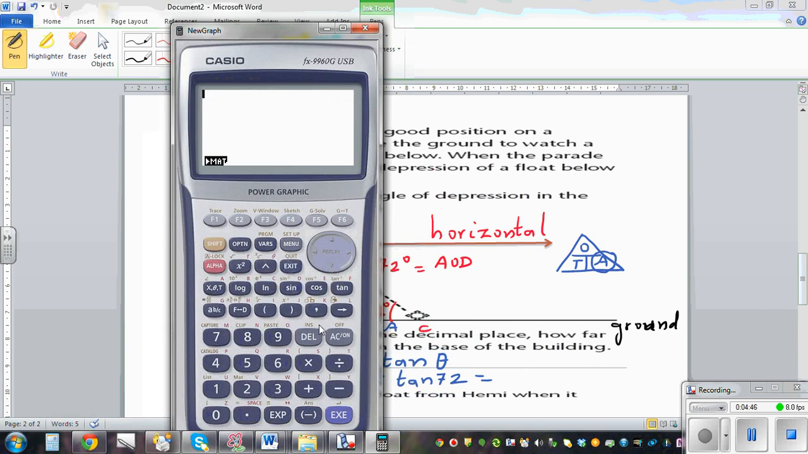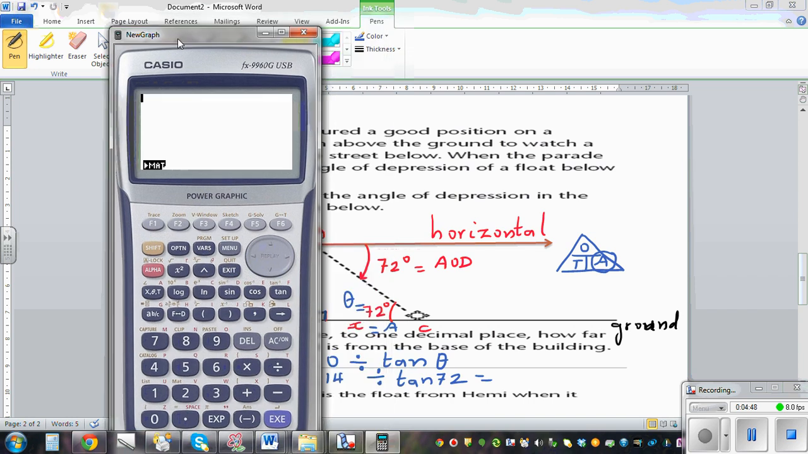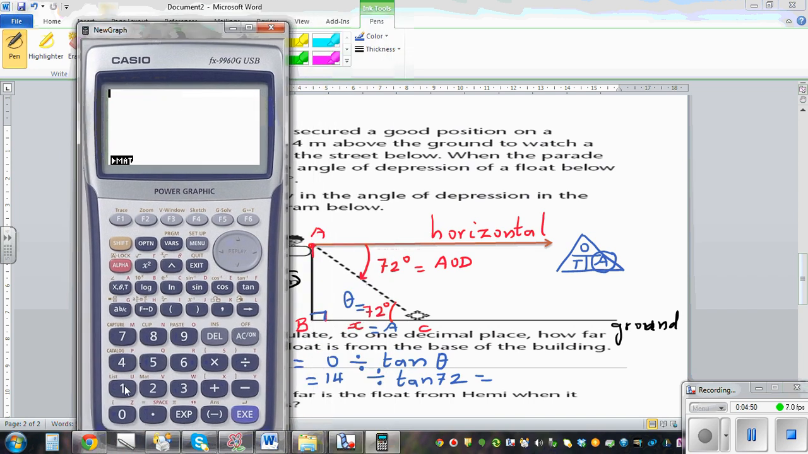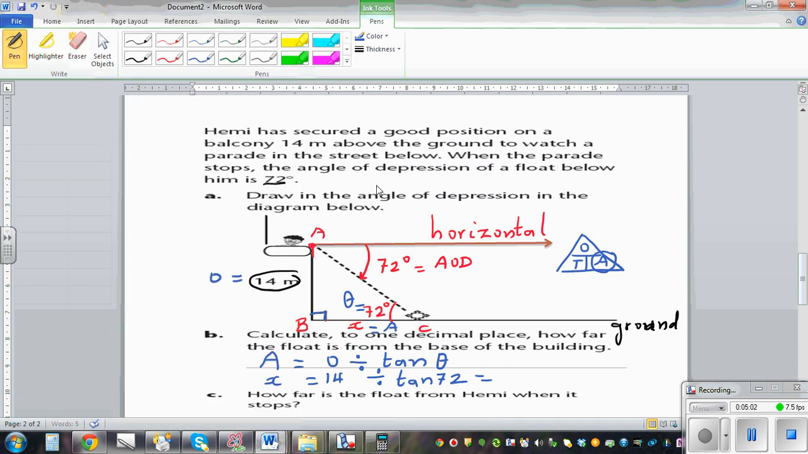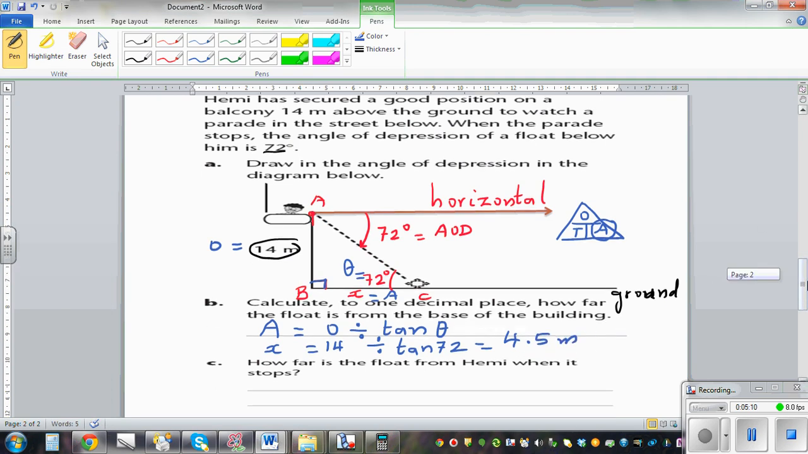And then what was O? O is 14 divided by tan 72. That's your answer, 4.58. You want to write it in 1 decimal place, so the answer is 4.5 meters. Okay, and let's finish off with this next question.